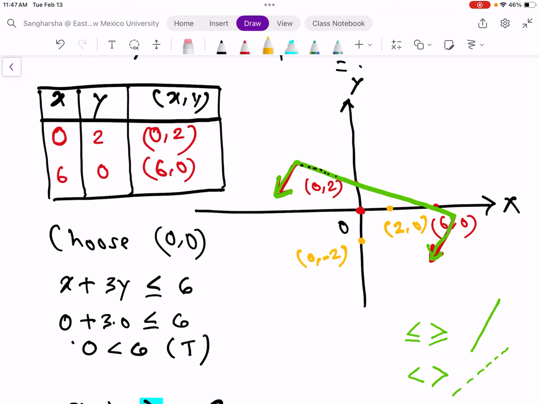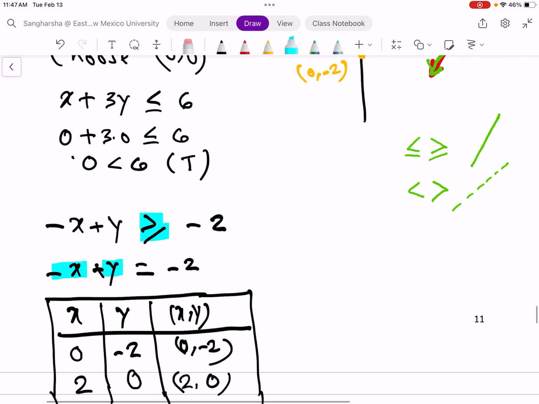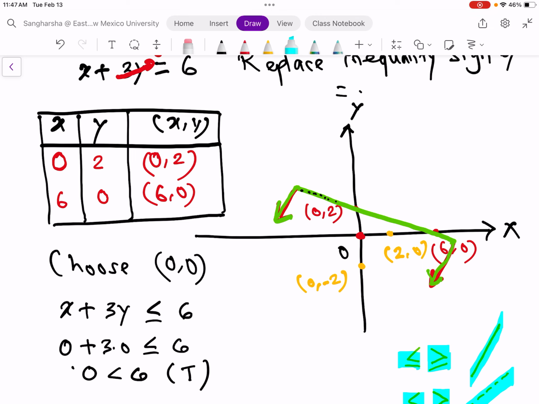Our inequality is greater than or equal to, so we have an equals to. If you have less than or equal to, or greater than or equal to, you use a solid line. If it's strictly less than or strictly greater than, you use a dotted line. Since we have the equals to, we connect these 2 points using a solid line. So let's connect these 2 points using a solid line.